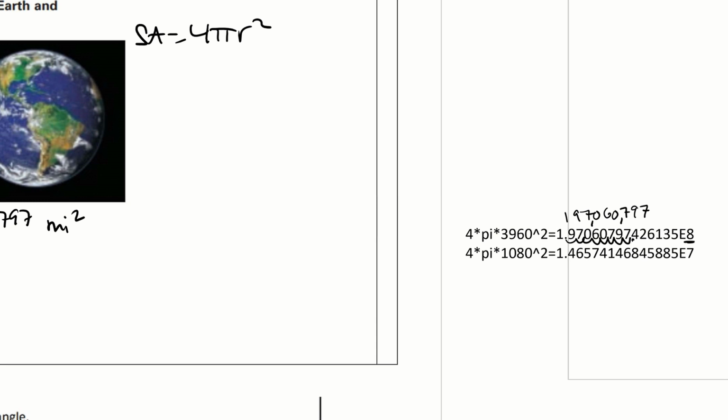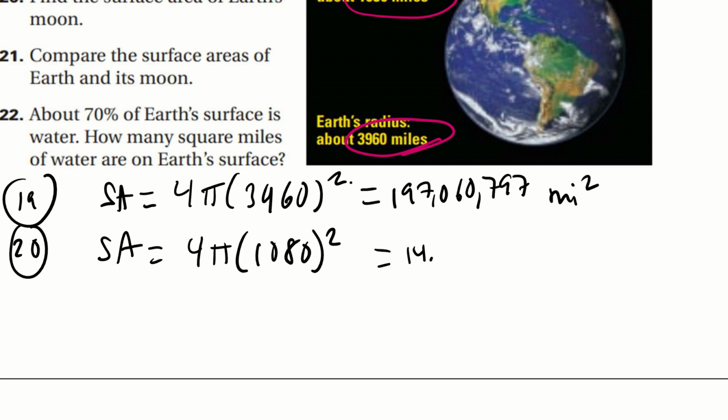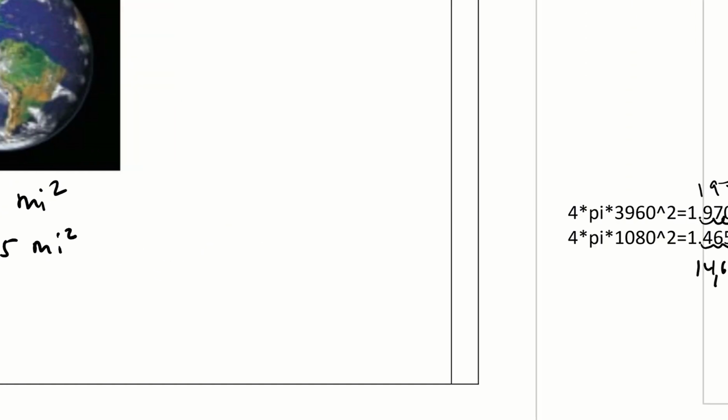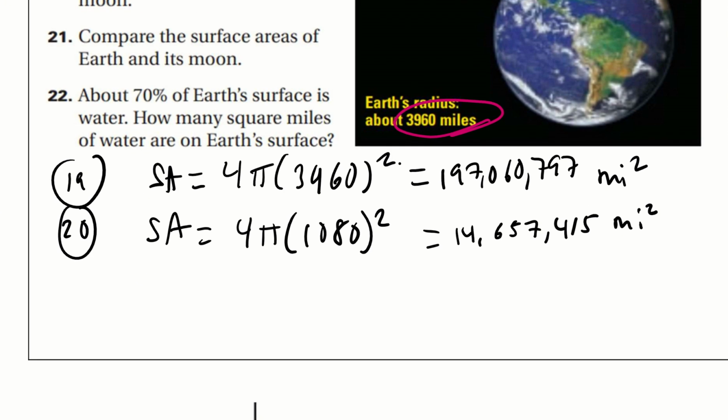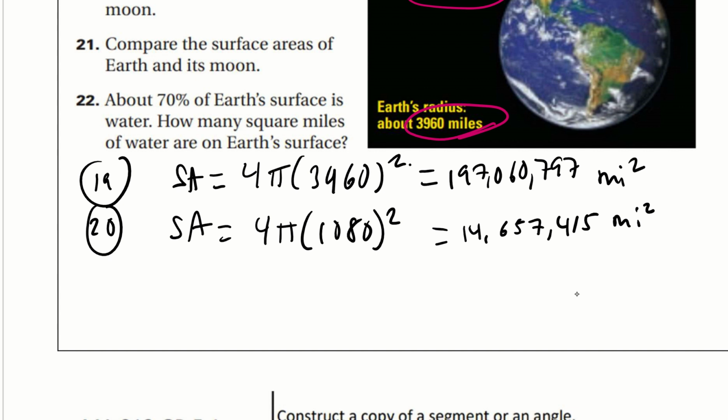And then we'll do the same thing for the moon. So again, this is times 10 to the 7. So 1, 2, 3, 4, 5, 6, 7. And we're going to bump it up because this is a 6, so we're going to bump that up to a 5. So 1, 4, 6, 5, 7, 4, 1, 5. All right, so that's going to be 146 million, or no, 14,657,415 square miles. Okay, if you notice, there's a big difference between the square mileage of both of them, which makes sense based on the size of the moon and the Earth.